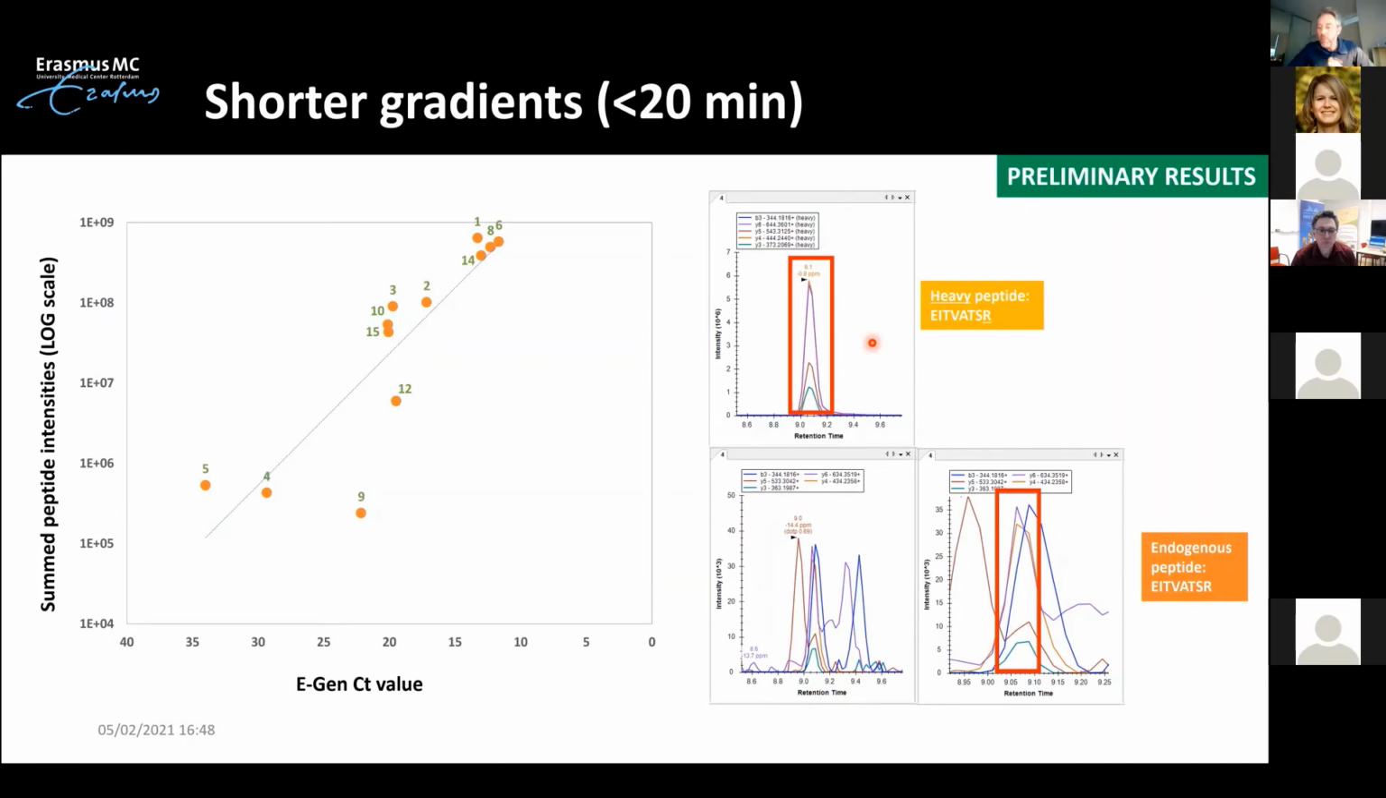So we have also performed shorter LC-MS gradients to decrease the total analysis times. And this gave more or less the same hits, although some peptides were missed. This is again number 4. And you can see here that there's obviously more co-eluting peptides present there.